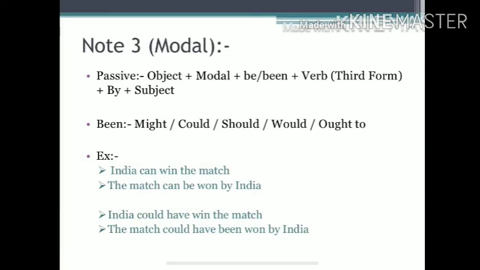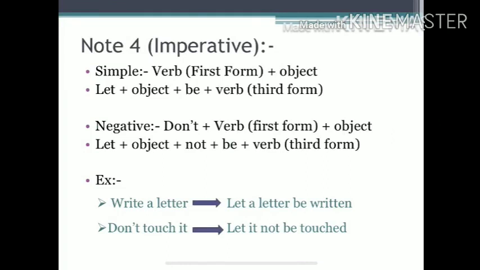Let's see it with examples. Simple sentence, India can win the match. So it will change into the match can be won by India. Second example, India could have won the match. Here it will be the match could have been won by India. So been is used where we find might, could, should, would, ought to, and be will be used in the remaining modals. Now comes our last note.